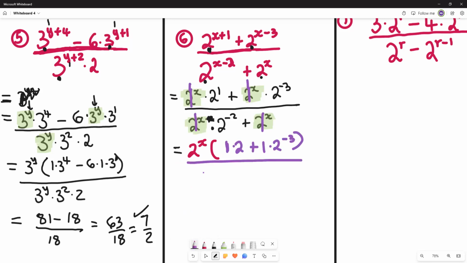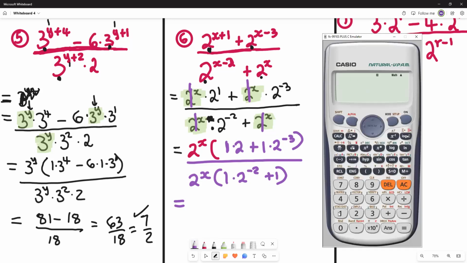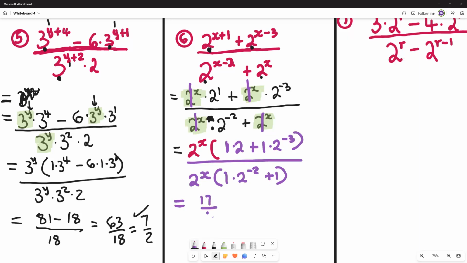All over. You take out a common factor again there. So it's 2 to the power x. Here I'm left with 1 times 2 to the negative 2 plus 1. Right? And then you can see that this will cancel with that. You are allowed to use a calculator now. You just need to show your steps. So here we can say, 1 times 2 plus 1 times 2 to the power of negative 3. That is the top. So the top gives us 17 over 8.